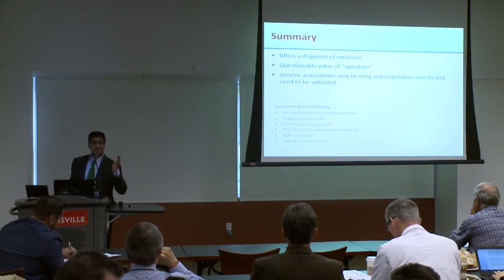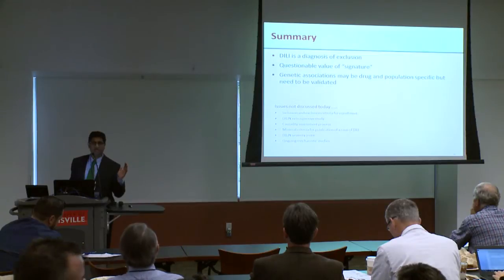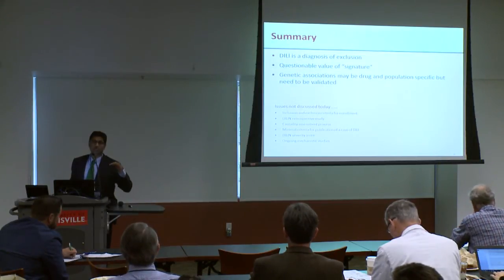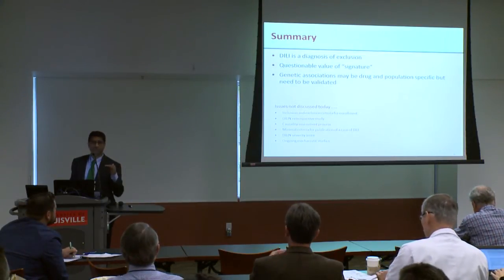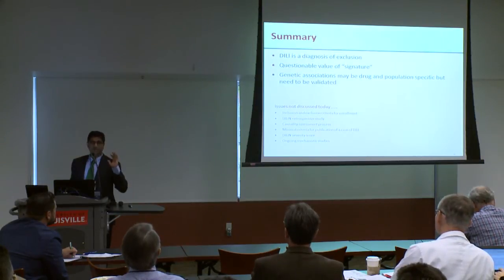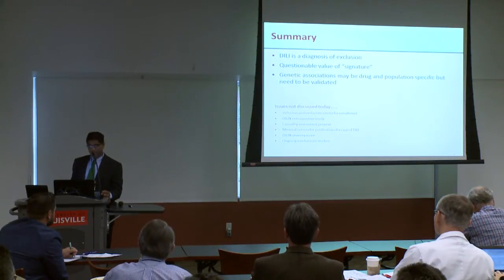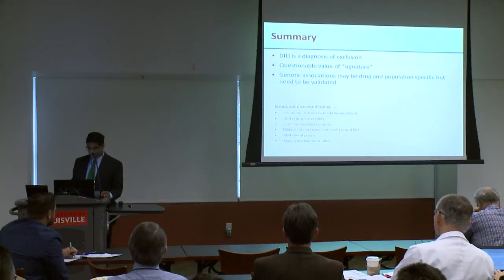We said any time in the future, if somebody wants to publish a case of DILI, these are the minimum things you have to include in your case report, because we don't want unnecessary information to be published which is not of use and only confuses the readers. Then there's a DILI severity score, and then there are a lot of ongoing mechanistic studies, but they are not published yet, so I can't talk about it.